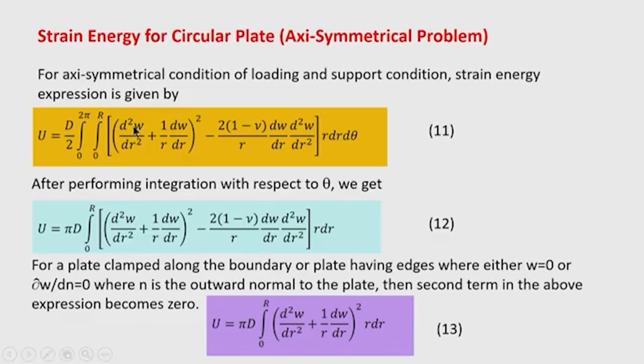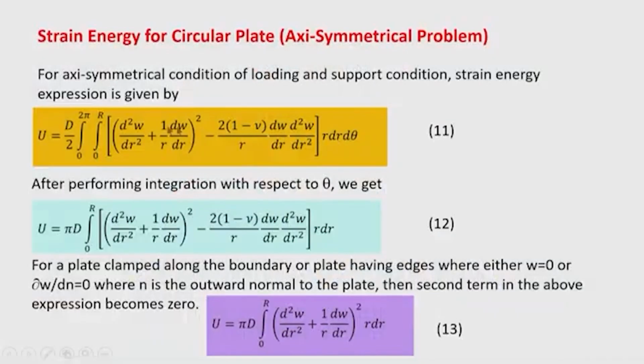Now, you can see here that these functions W or its derivatives in case of axisymmetrical problem are not dependent on theta. That means this W does not contain any theta. So, therefore, we can integrate this expression independently with respect to theta. As a result, the d theta integration from 0 to 2 pi is nothing but 2 pi. So, after that only integration with respect to r remains, and capital R is the radius of the circular plate.